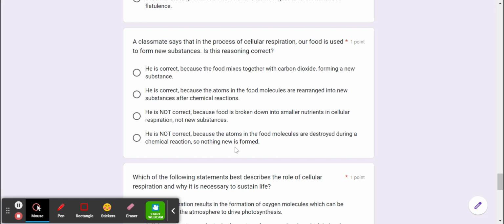is formed. So first decide if he's correct or not. And if he's correct, you're going to choose between the first two answers. If he's not correct, you're going to choose between the last two.